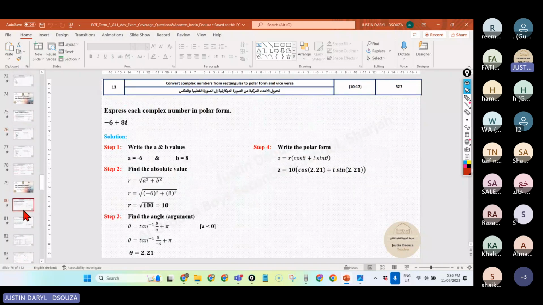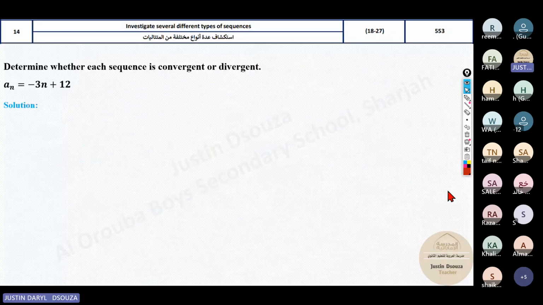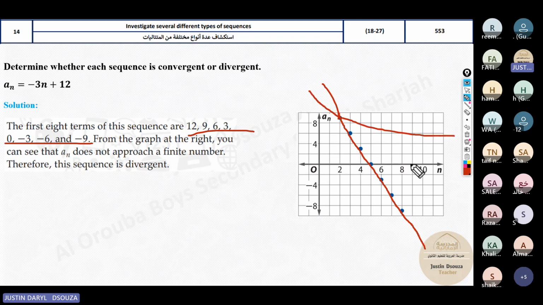We just did this divergent and convergent a while ago, but I'll tell you shortly now. If you plot these, if you find the A1, A2, A3 values, and the graph just doesn't come towards a single point, it just diverges, ultimately it just keeps on moving to different values, then it is divergent because it's diverging. What does convergent mean? Converging means it comes close to one single point. That is what it means.